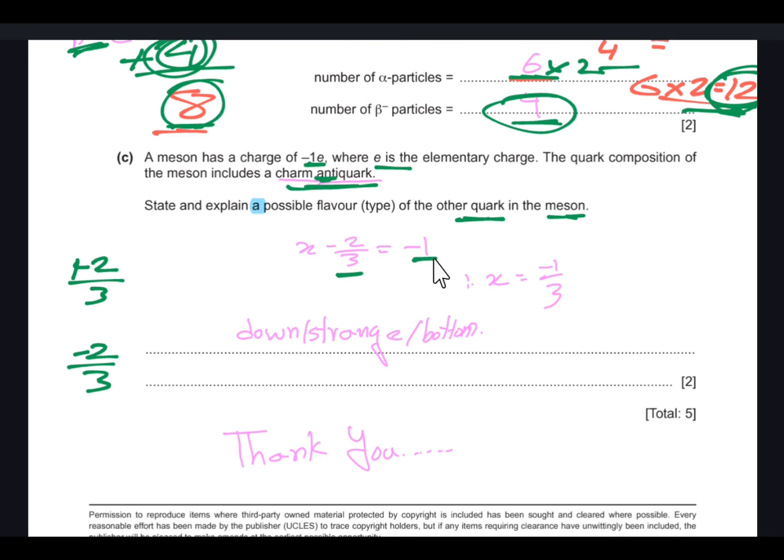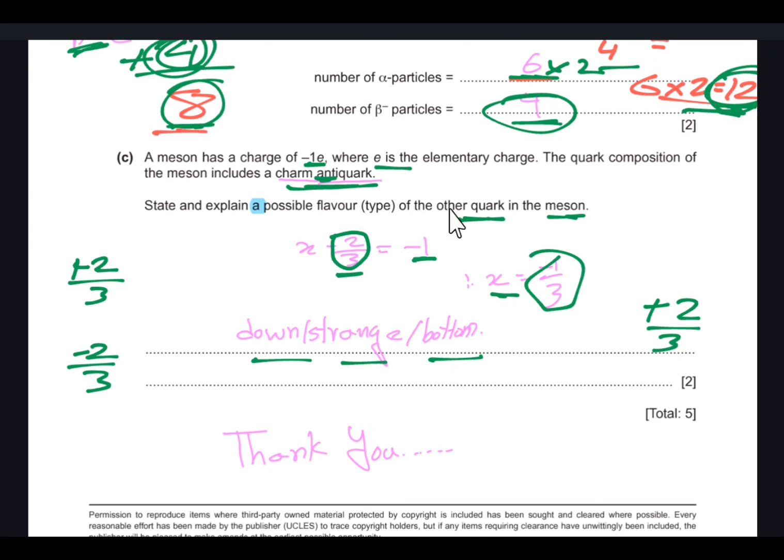So it has a total charge of negative 1, from the charm antiquark plus one other quark. After equating this, we get the charge of the other quark, that is negative 1 by 3. And we know that a down, strange or bottom quark has a charge of negative 1 by 3, while up, top and charm quarks have a charge of plus 2 upon 3.